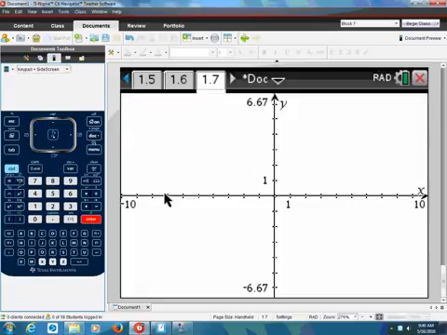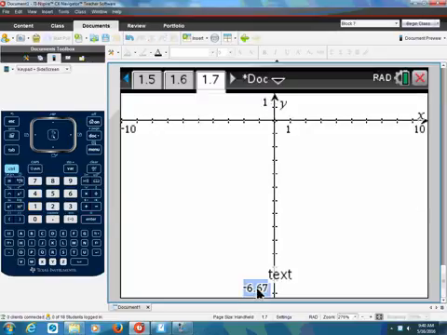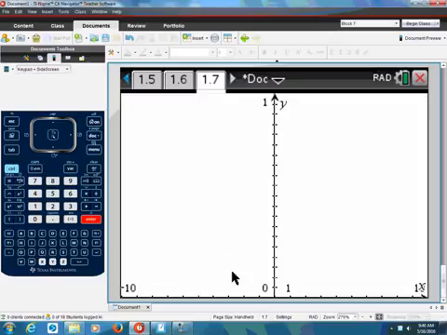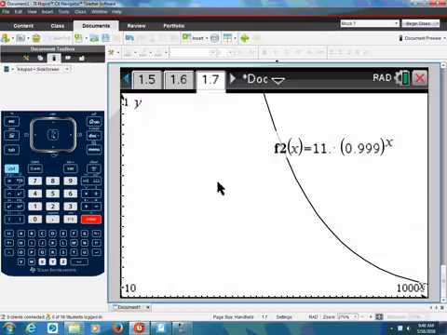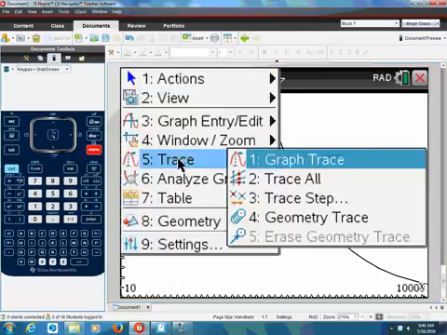I'm not really seeing my function too much, but that's because my x is my survival rate. That only goes up to like 1. And I can make this 0. Okay, and then I know that this number over here can go to, how about like 10,000? So there's my function. All right, but I can do menu, trace, graph trace.